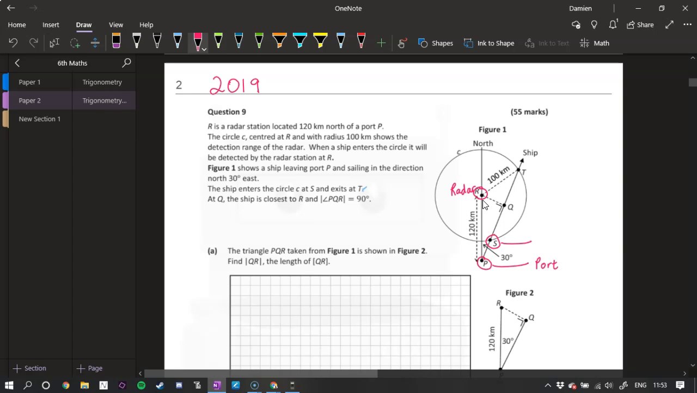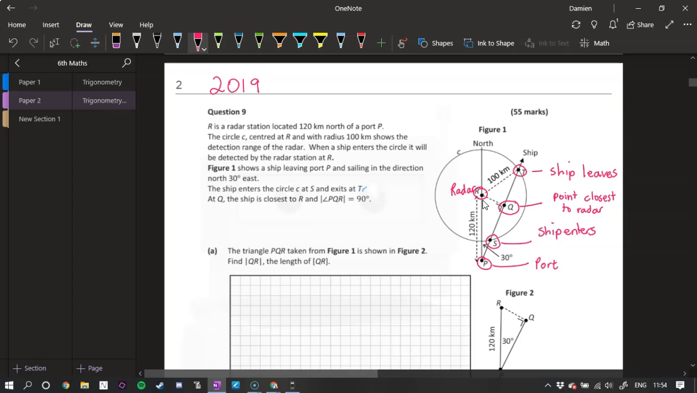And what is the circle? The circle is the radar, how far the radar goes out. So the radar operates in a circle. So S then is where the ship enters the radar, and T is where the ship leaves the radar. The only other part then is Q. Q then is the point where it's closest to the radar. And they're the main parts of it.